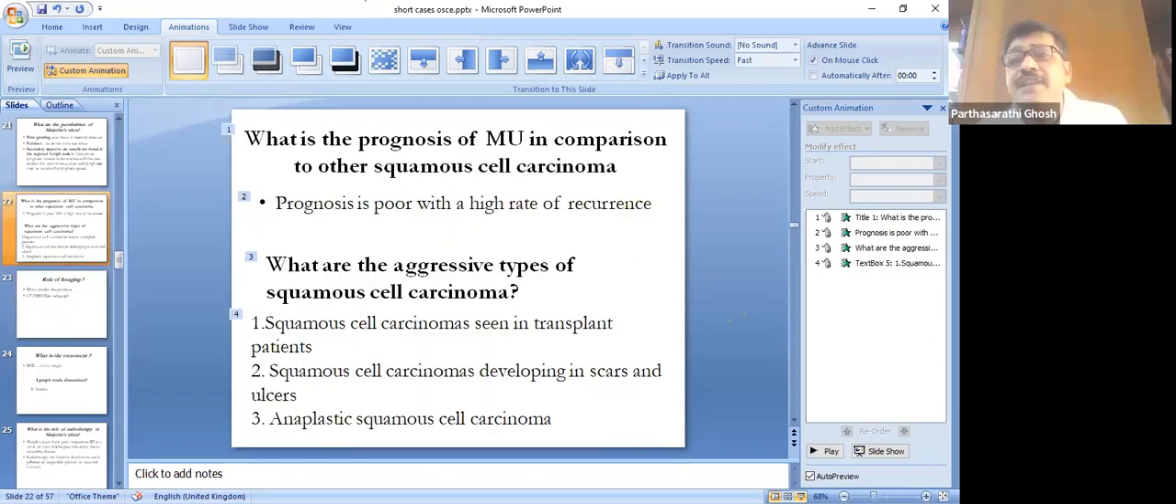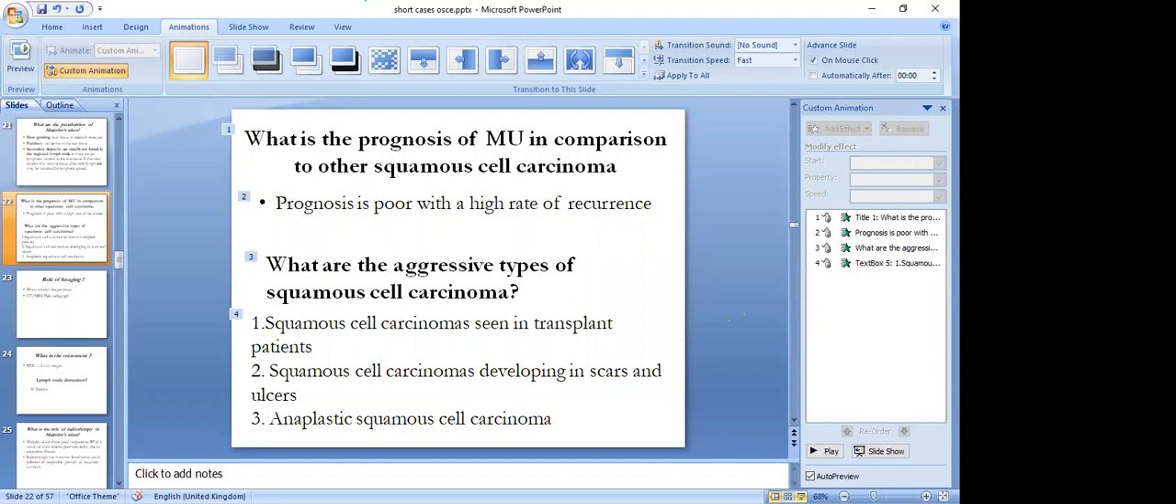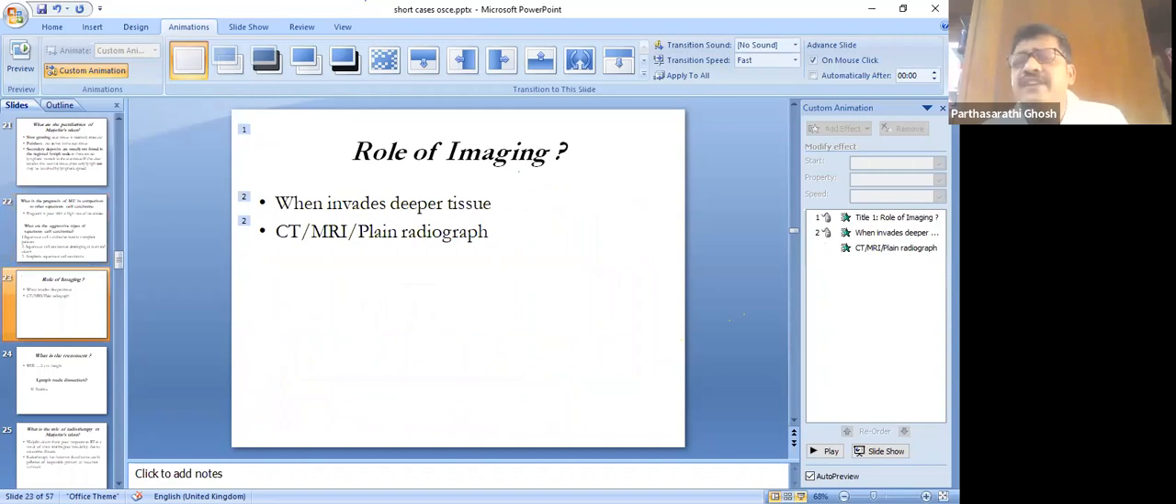Do you need any imaging for this? Sir, we will need imaging just to know the lymph node status, sir. Yes. Generally, we don't need it. If it invades the deep tissue, then and only then we need it. Suppose it has invaded the bone, or any underlying vascular structure, then and only then you need imaging. Otherwise, you don't need imaging.